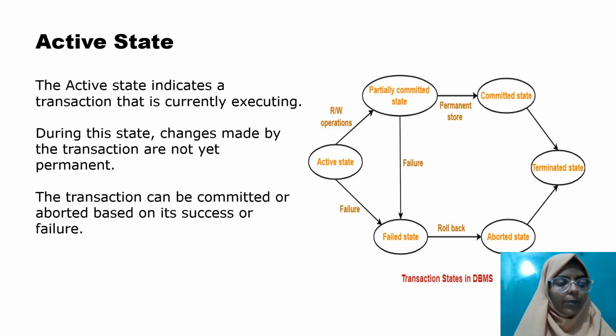Let us discuss the active state. The active state indicates a transaction that is currently executing. During this state, changes made by the transaction are not yet permanent. The transaction can be committed or aborted based on its success or failure.